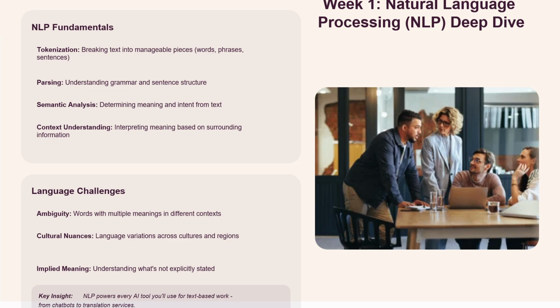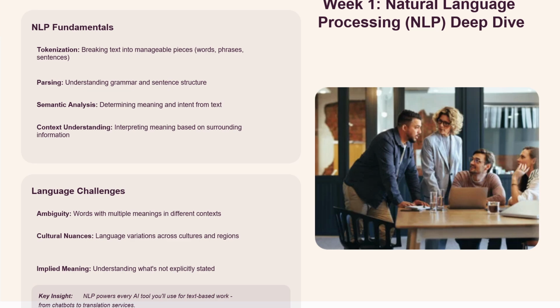Now let us understand natural language processing in detail. NLP involves complex processes working together. Tokenization breaks text into manageable pieces, words, phrases, or sentences that the AI can process. Parsing understands grammar and sentence structure, determining how words relate to each other. Semantic analysis goes deeper, determining the actual meaning and intent behind the text.